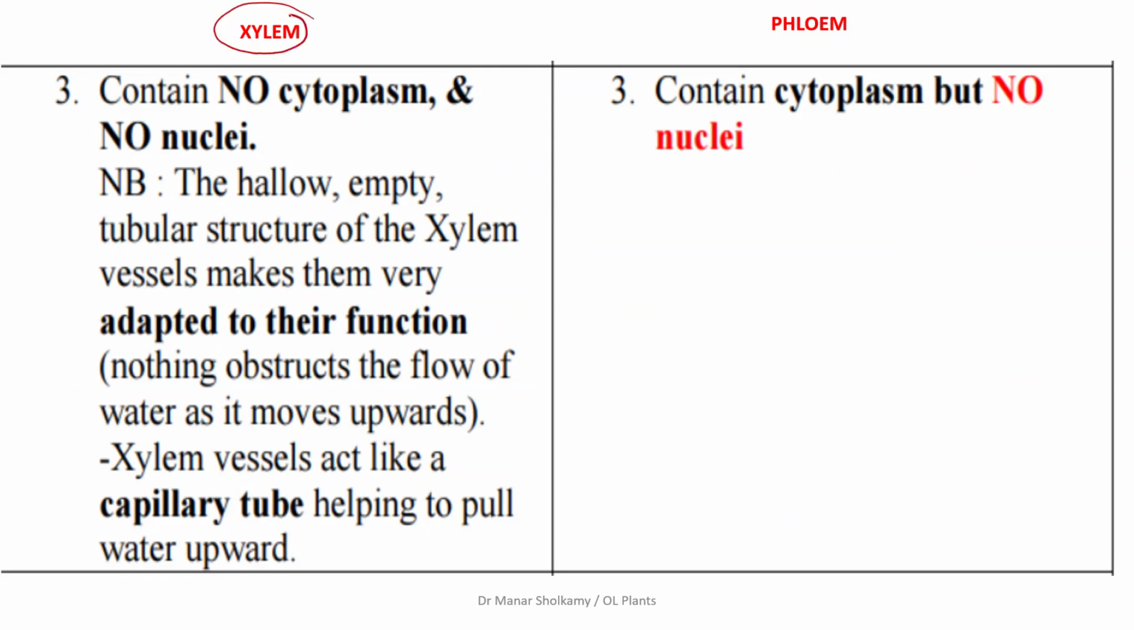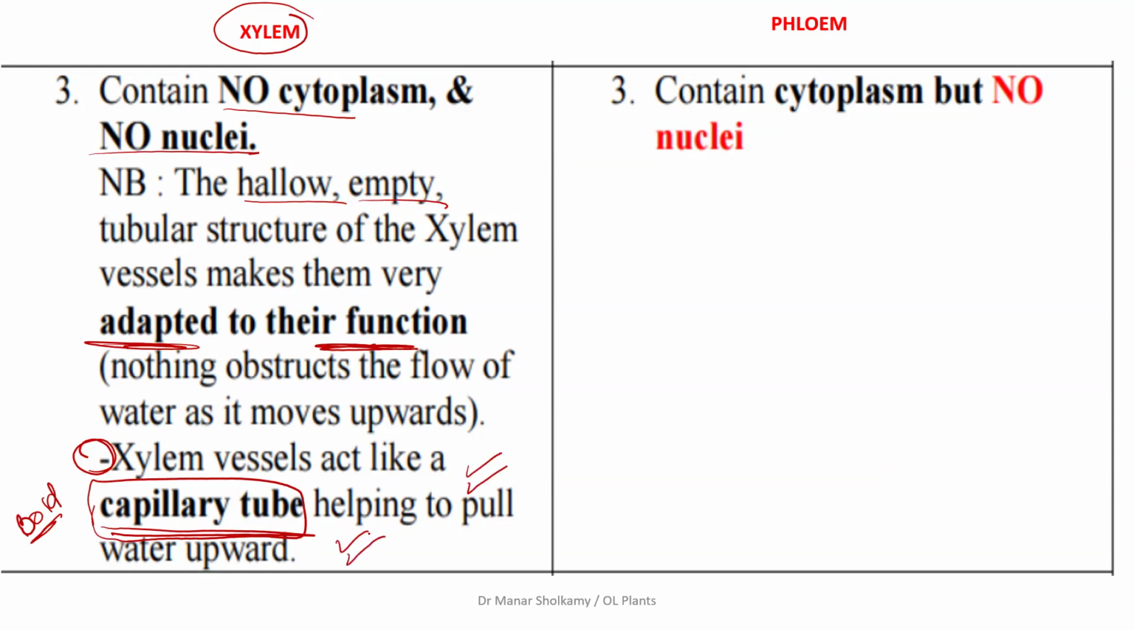Again, I'm comparing between the xylem and the phloem. Xylem: no cytoplasm, no nuclei, no organelles. It's hollow, it's empty, it's dead. And this is important because it makes the xylem adapted to its function, which is the carrying of water without any obstruction. The xylem vessels act as a capillary tube. You will see also this word in your mark scheme. Please, when you study and you see a word that is in bold, give it some attention because this bold word is a keyword that helps to pull the water upward. We will explain the pulling of water part in the next lesson.